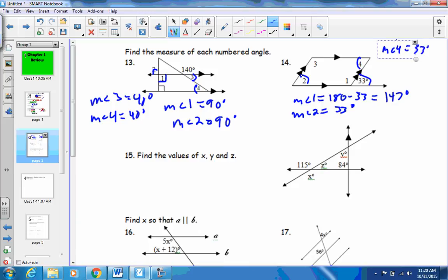And then if we look at 2 and 3, measure of angle 3 would have to be same side interior with angle 2, so those are supplementary. So that would leave us with the 147 again. All right. Going down to number 15, find the values of x, y, and z.